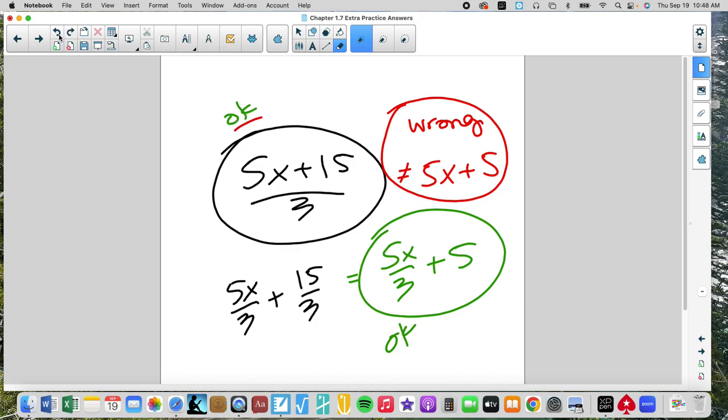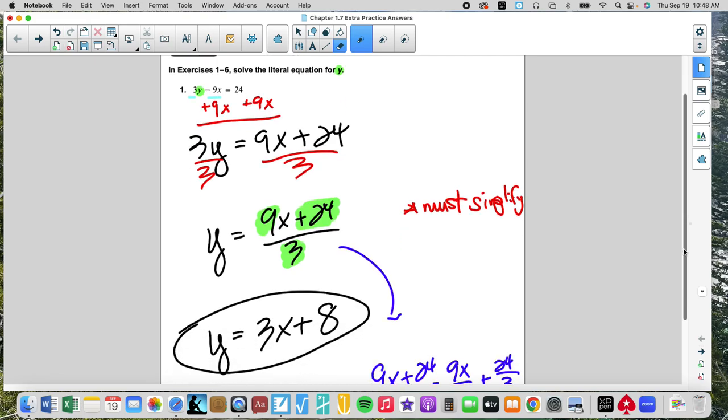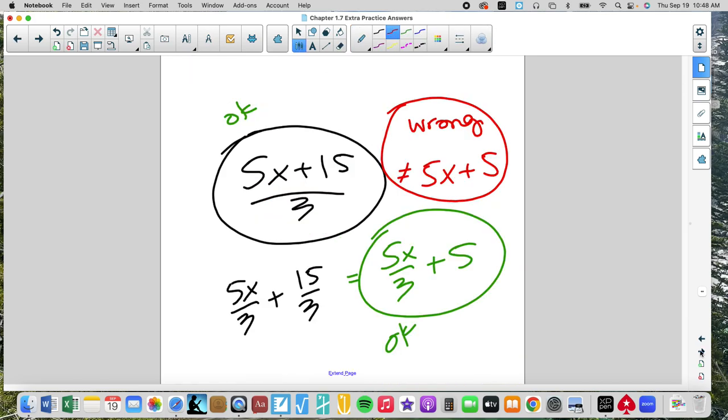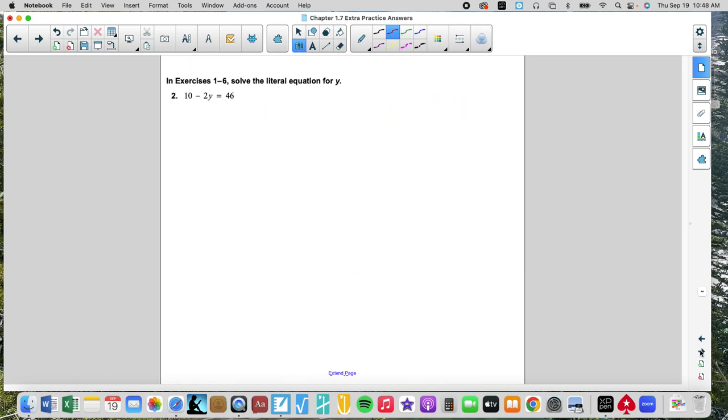You'll find that some teachers are a little bit different on what they want. Mr. Mack will take either one. That is fine. But I definitely would not allow 9x plus 24 over 3. I don't know many teachers that would accept that. That needs to be simplified. Good. So just something to understand.